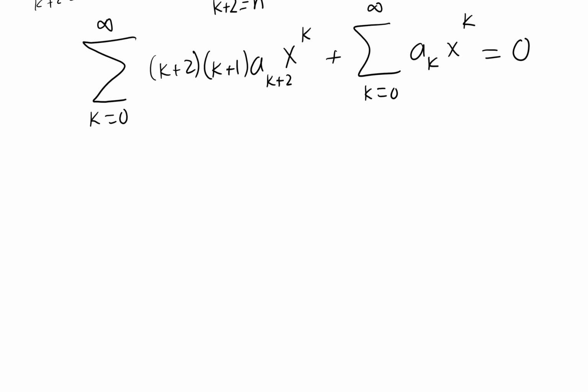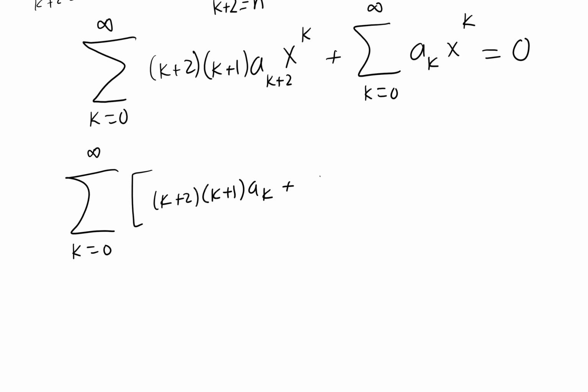Another way to do it is, especially since they have the same limits or bounds or indices, you can go from k equals 0 to infinity, and you can write the k plus 2, k plus 1, a sub k plus 2 plus a sub k, and factoring out x to the k. So you can combine them into one series and factor x to the k out.